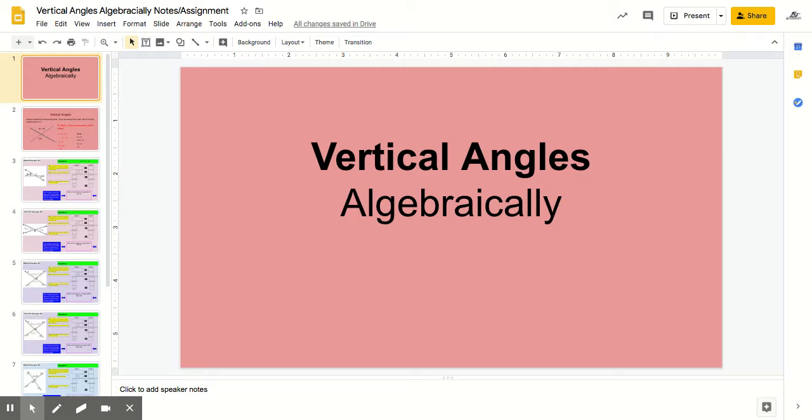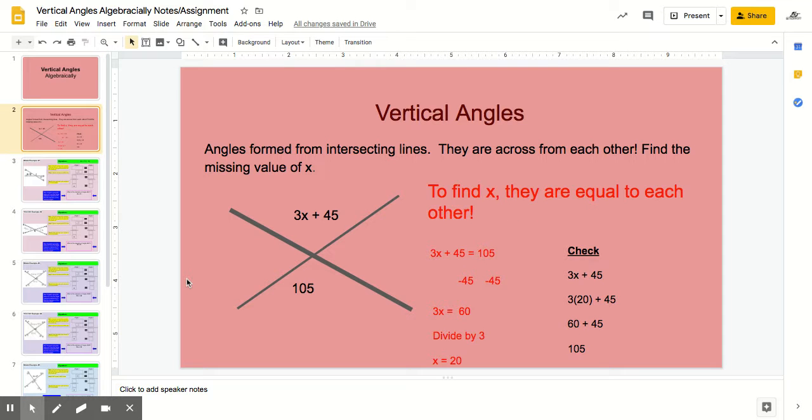Hey everyone, today we are continuing on with vertical angles, but now we are going to be solving for missing vertical angles algebraically, just like we did with complementary and supplementary angles. So just remember, vertical angles are angles formed from intersecting lines, and they are across from each other on those intersecting lines, and most importantly, vertical angles are equal to each other.